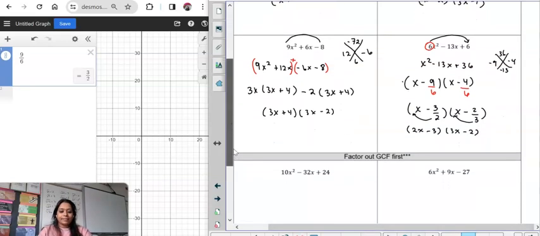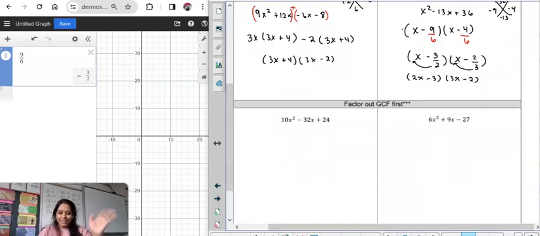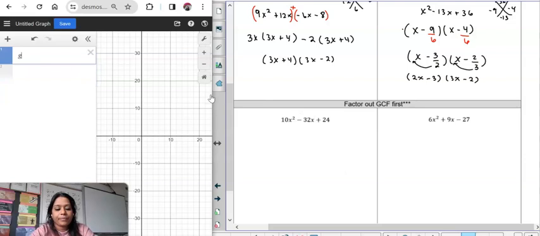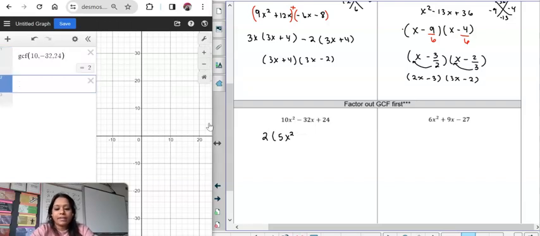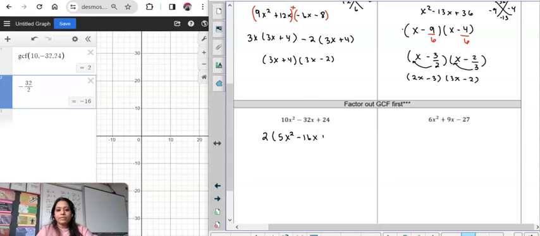Okay? Alright, actually, let me just go ahead and do these two problems real quick because I have to factor out a GCF first. So the GCF between 10, negative 32, and 24 is 2. So I'm going to factor that out. That's the only thing I can factor out. So 10 divided by 2 is 5, and then you have the x squared. Negative 32 divided by 2, negative 16x. And then 24 divided by 2, that's 12. And then we can go ahead and do the whole method, okay?